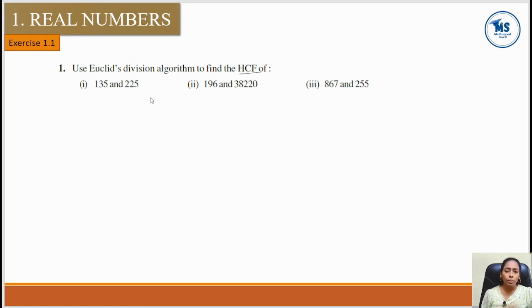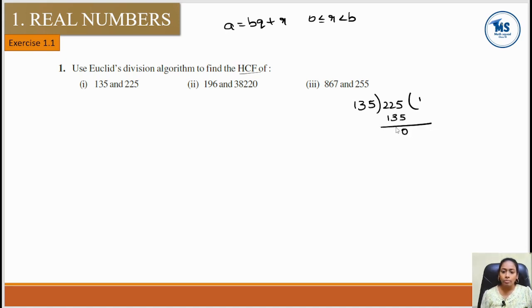To apply Euclid's division algorithm, the first step is to apply Euclid's lemma to the given numbers. Euclid's lemma is a = bq + r, where 0 ≤ r < b. Here I am applying Euclid's lemma to 135 and 225. I'll do the division over here. 135 goes only one time, and the remainder is 90, so the remainder is not equal to 0. So we can write 225 in the form of 135 into quotient 1 plus remainder 90.